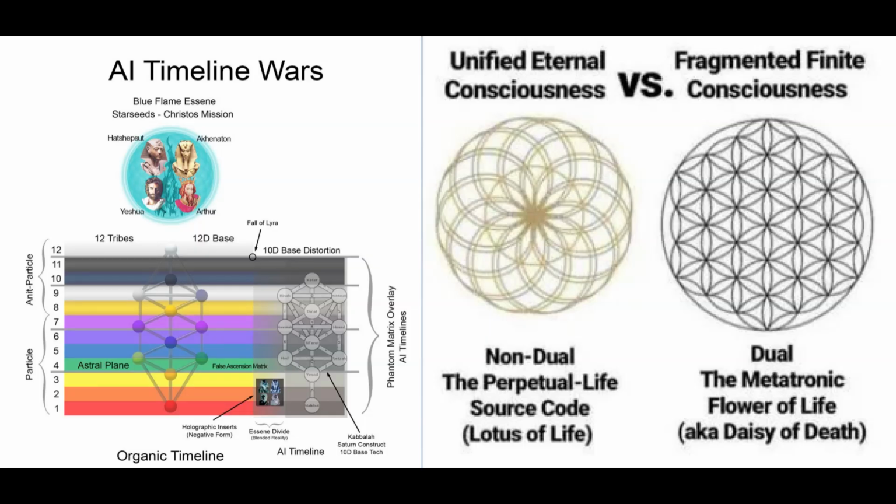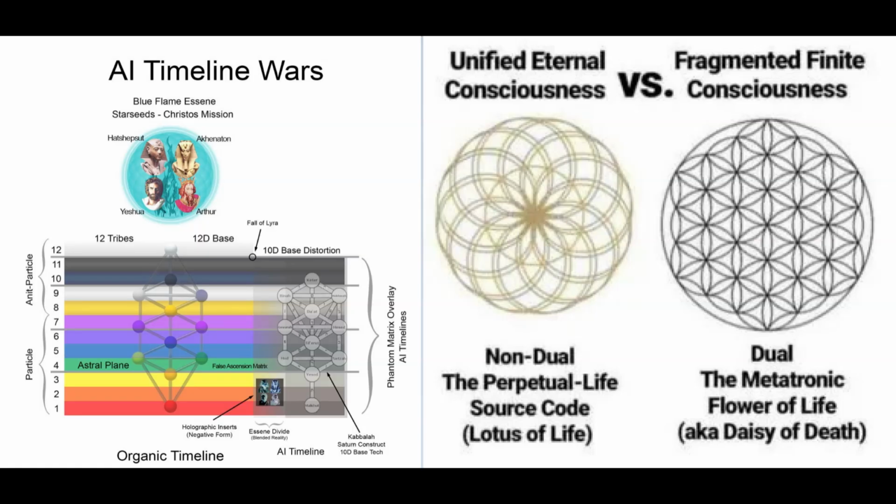These contrasting source codes diverge into two separate timelines. One leads to ascension, and a return to source consciousness. The other to depletion of energy, eventual death, and a reincarnation loop.